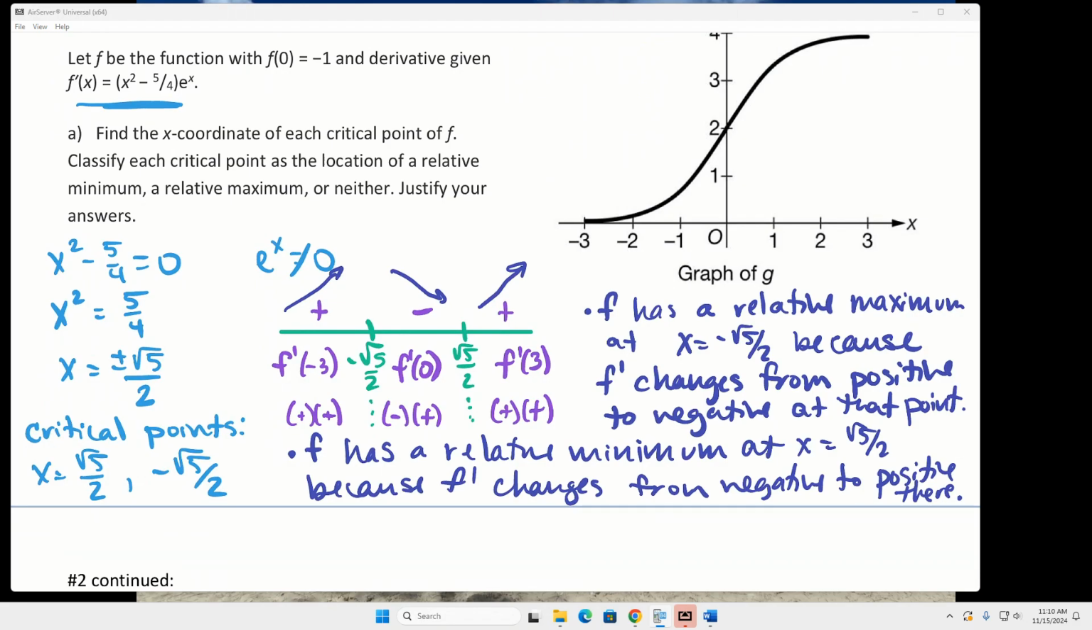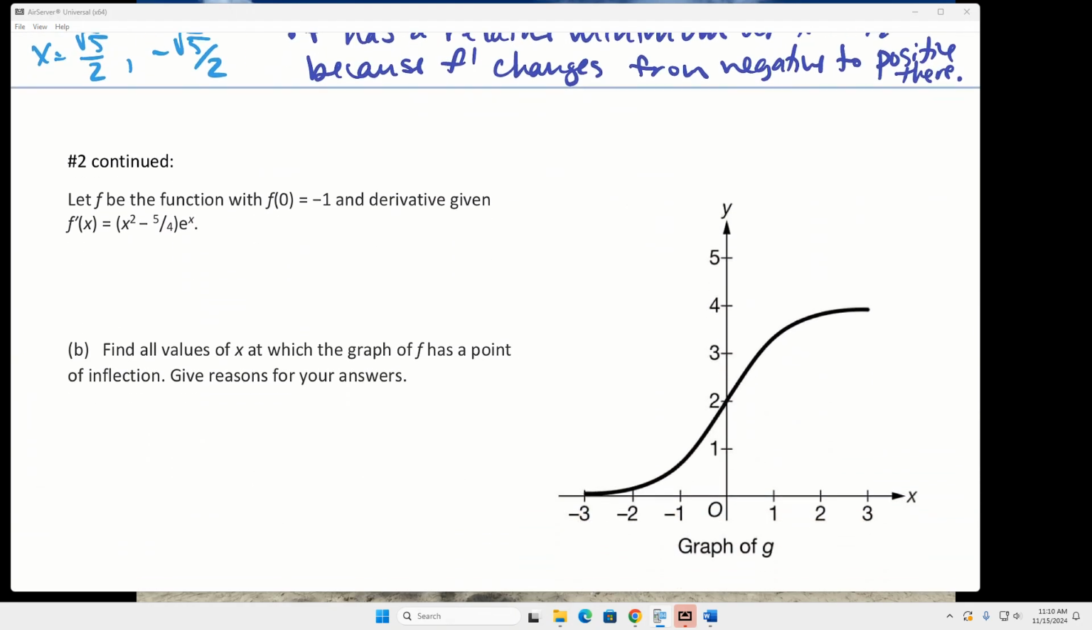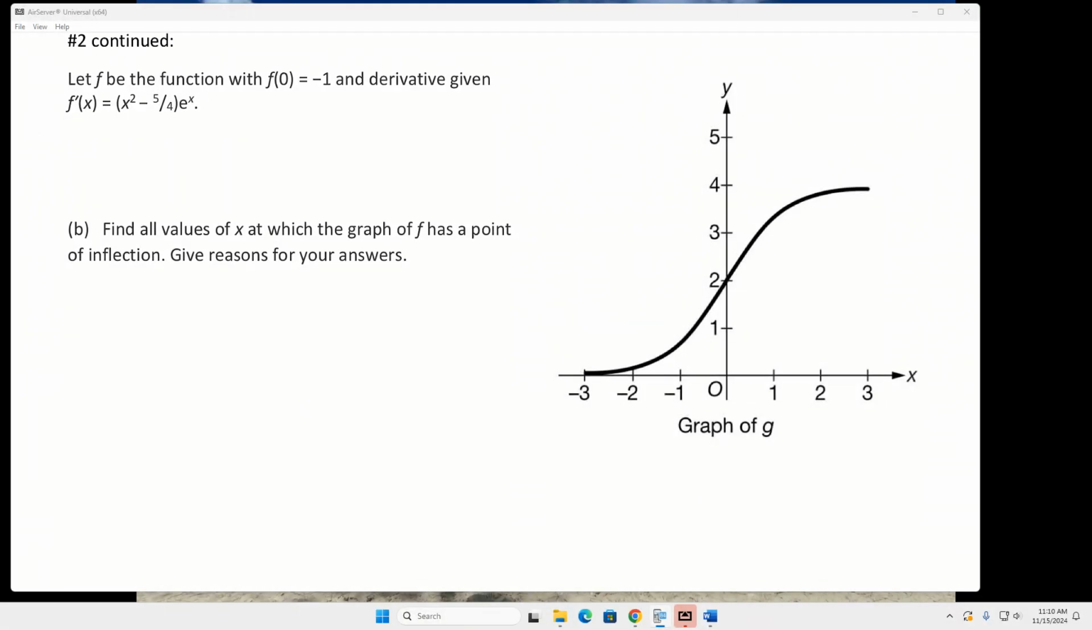All right, and then B. Is everyone good? All right, so B, we're still talking about f. So we're going to find all the values of x at which the graph of f has a point of inflection, and then give the reason for your answers. So for point of inflection, what do we need? Second derivative.